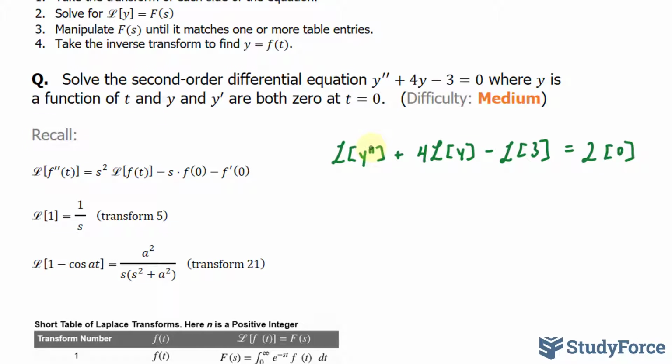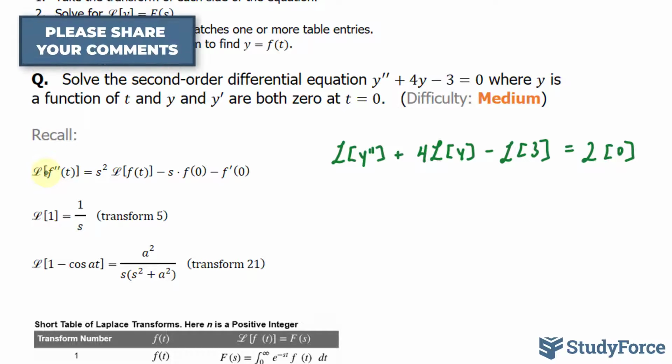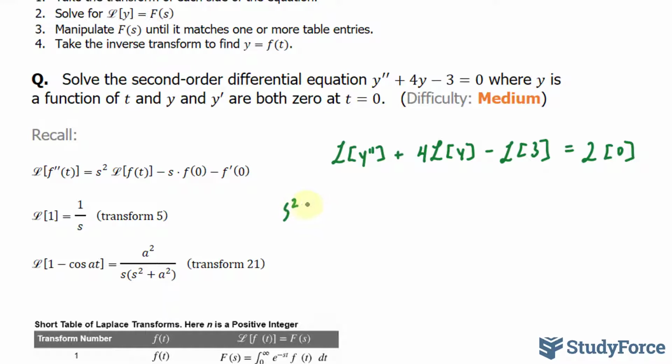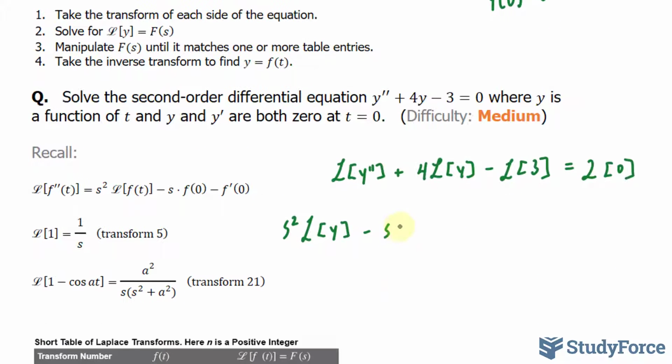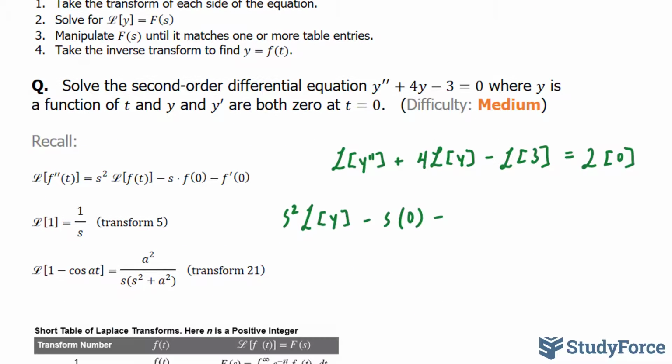For this one, I will be using the following relationship where the Laplace transform of f double prime of t is equal to the right side. So I can use that for this term where I have s squared times the transform of y minus s times f at 0, which we were told is equal to 0. So s times 0 minus f prime at 0. So our y prime at 0 is also 0. That takes care of many things.